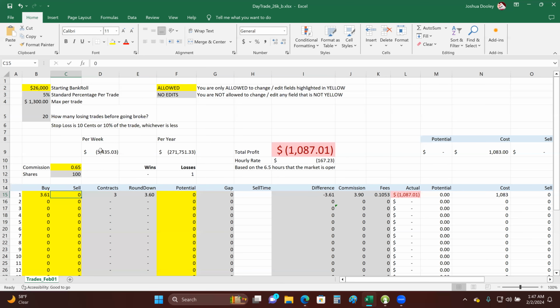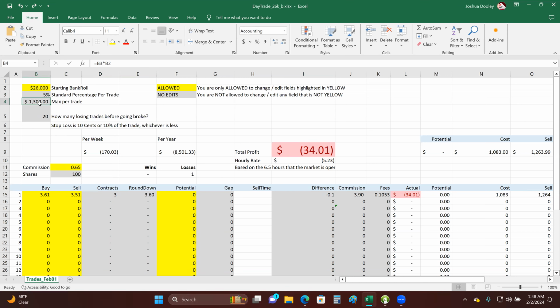I got in at 361. I have a 10-cent stop loss. I would do 3 contracts. And the reason this changed to 3 is because of what you're going to have as the max per trade. So if you've got a $26,000 starting bankroll, no trade should be any more than 5% of your account, which would be $1,300. So in that case, since this is so expensive, this is $3.61 times 3 contracts.